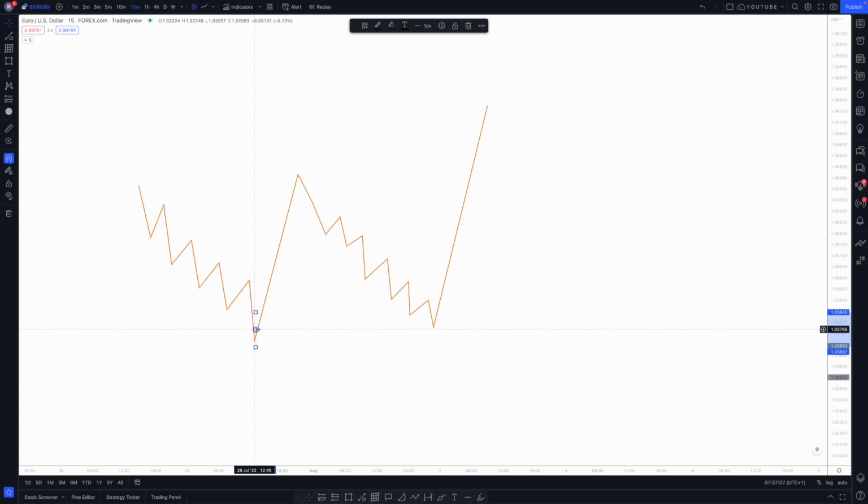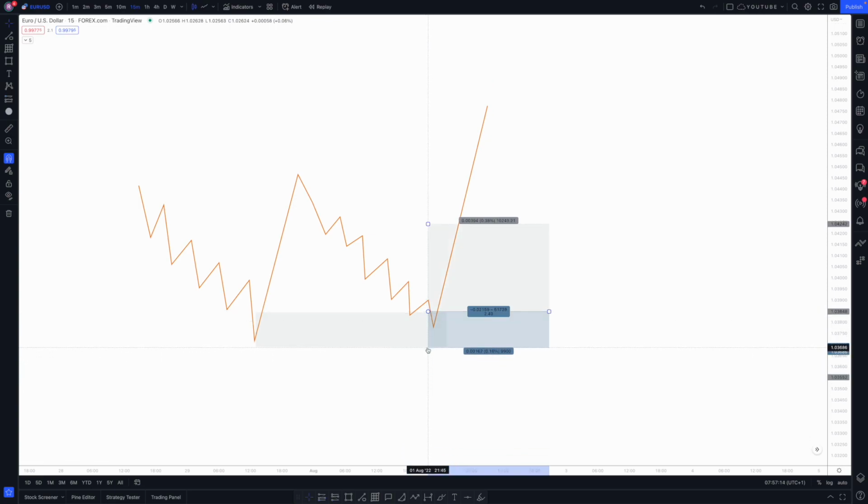So let's just say some demand. That would be your demand zone. You would come down, you would get involved, and then you would take price to the upside. Obviously with 15-minute entries, the stop loss size is bigger.